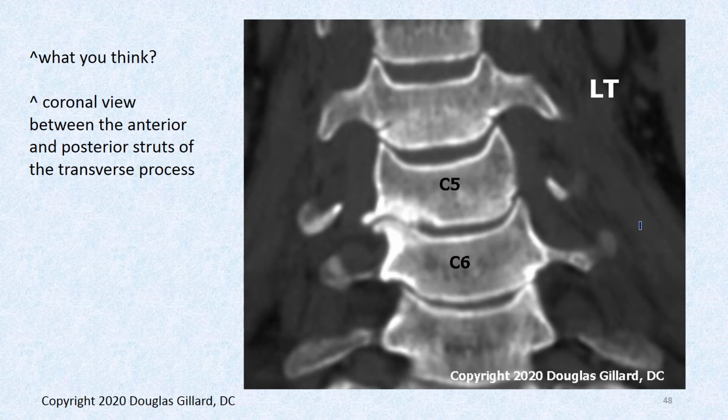This is a slice going right through the middle of the vertebral bodies. Actually, it's toward the posterior. See Batman's ears? Uncinate process. See the disc here?